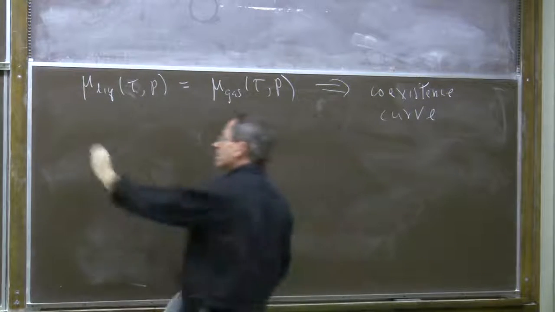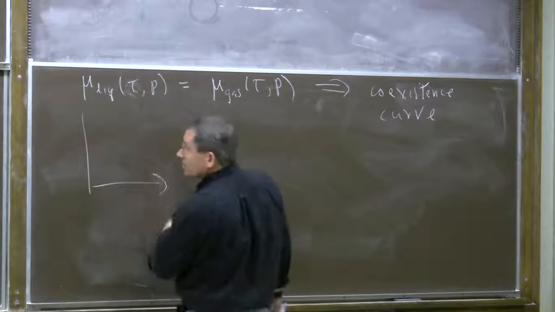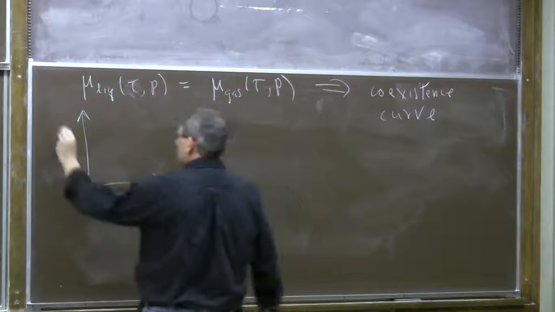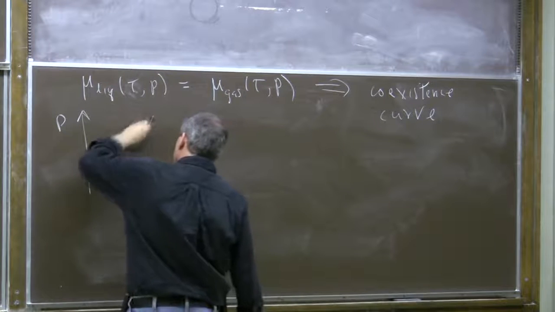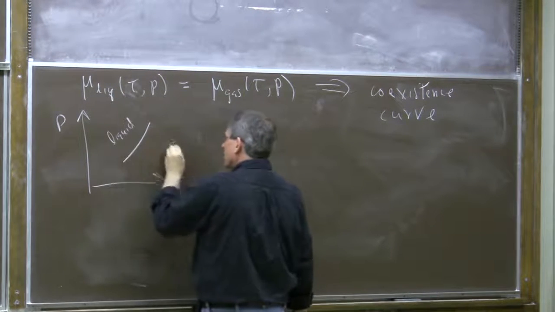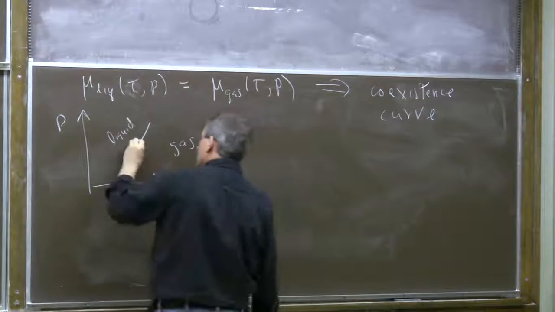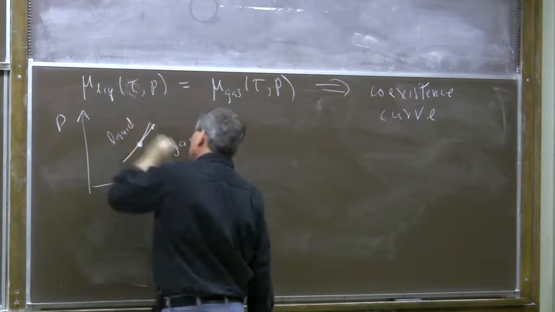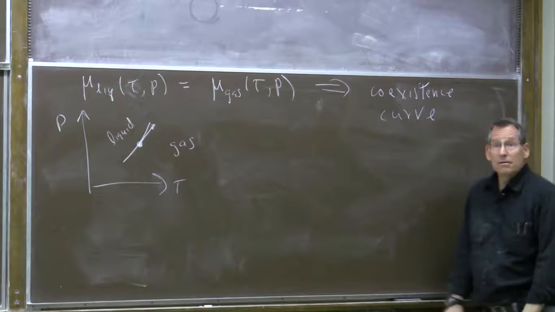So let's ask the question: when we consider the pressure-temperature plane, there's some coexistence curve. There's liquid on one side, gas on the other. Look at some particular point, and I'd like to know what the slope of the curve is at that point.